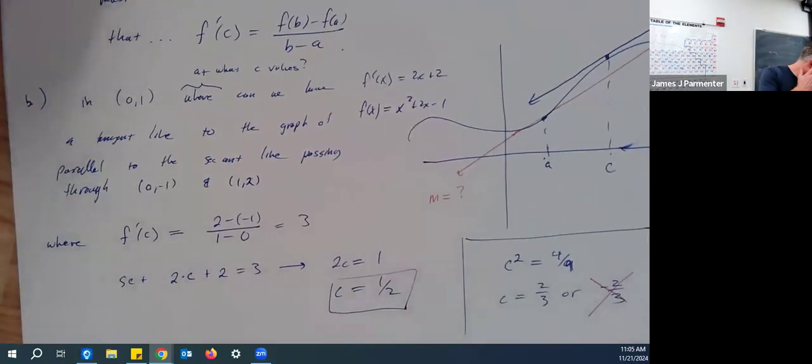All right, let's look at this next. Yeah, I don't love this next question. The mean value theorem is super important, but it's also kind of tedious. All right, so looking at this next one here.